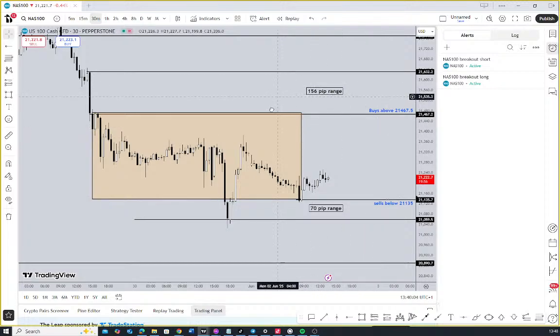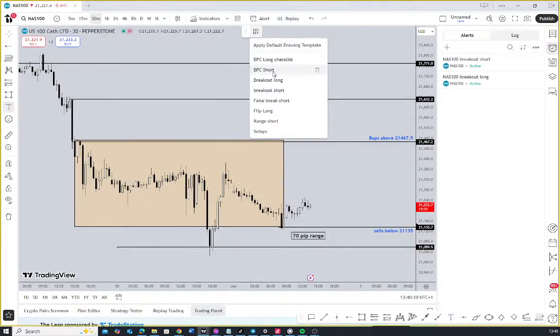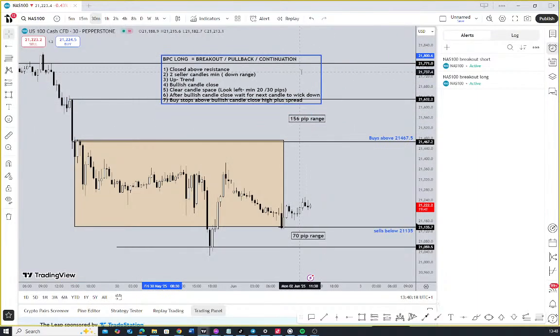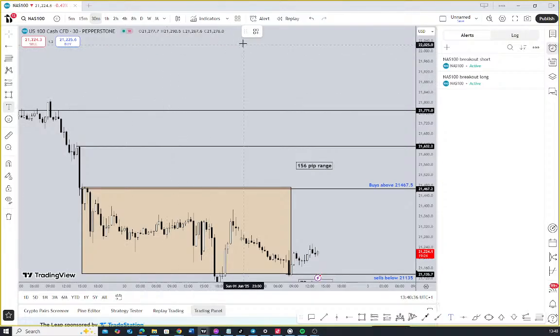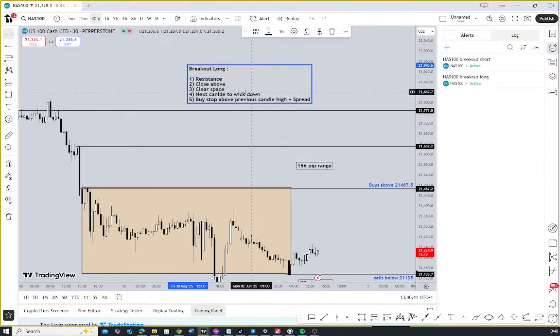So for example, if I just say to you, right, buys above 21,467, I'm going to look for a breakout long. So what does it mean? What do my rules stipulate? We go, do we close above resistance? No, we haven't. We're still below it, so I can't take the trade. So let's say it closes above resistance. Oh, I've pulled up BPC. One second. There we go. So have we closed above resistance? And if we haven't, then we can't do anything.